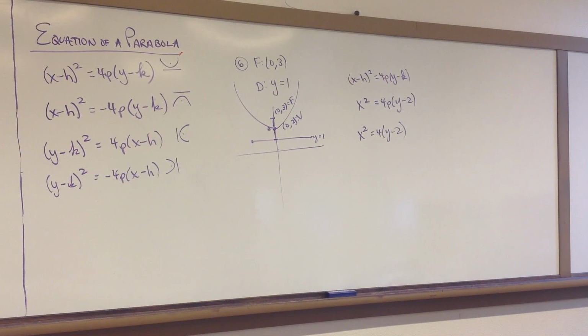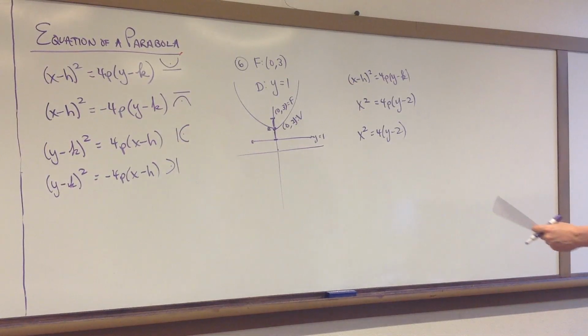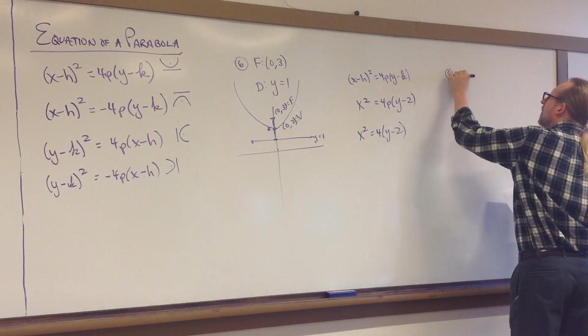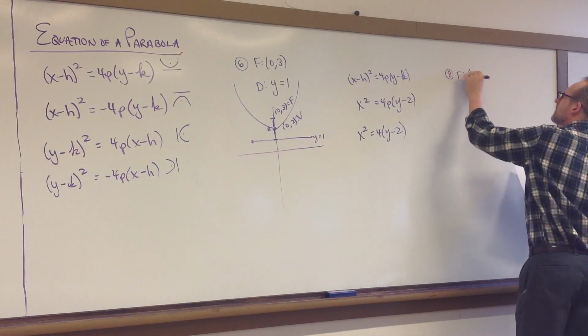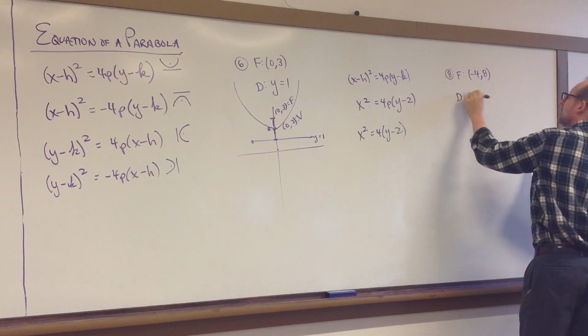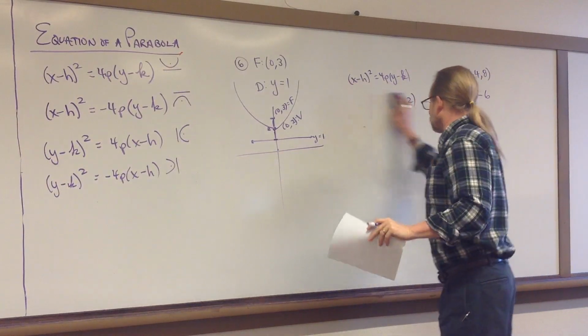Okay, let's keep going with these. Now we've got another one of these focus and directrix problems, number 8. The focus is (-4, 8), and the directrix is the line y equals -6.